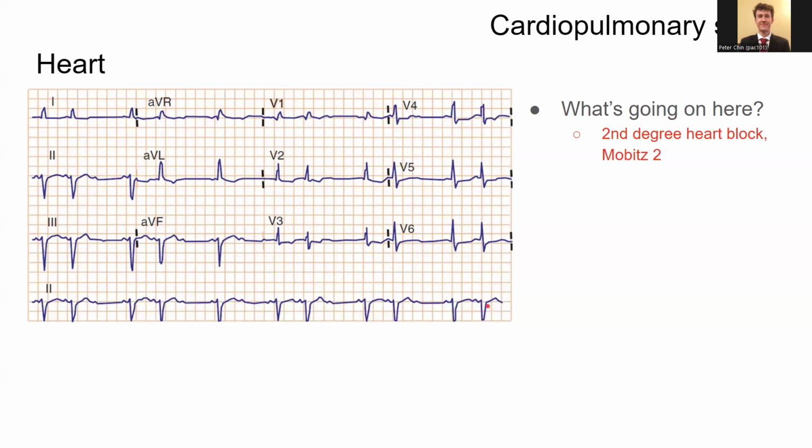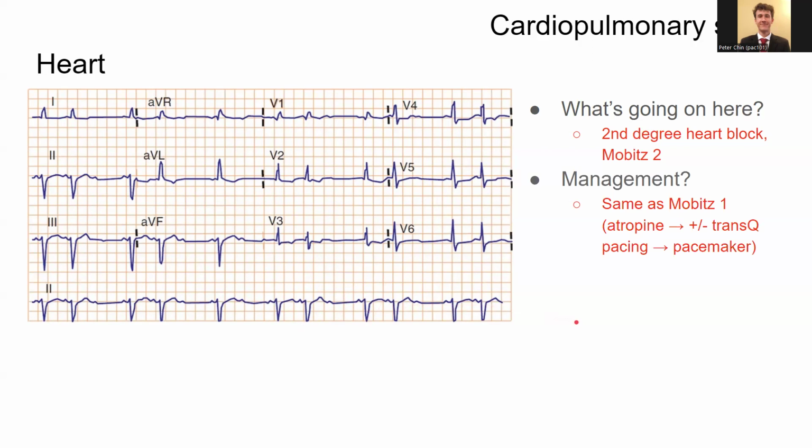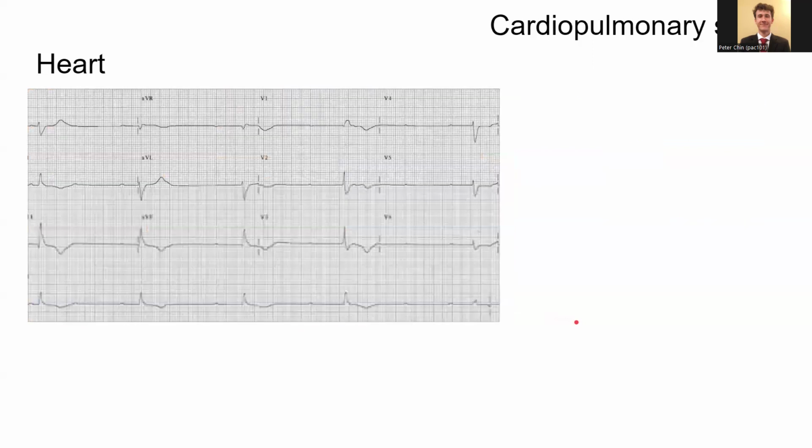So unlike in Wenckebach or Mobitz 1, where the PR interval got longer and longer and longer, and then there was a heart block, in Mobitz 2, the PR interval stays the same for P waves that conduct to a QRS complex. Just sometimes there's a P wave that doesn't conduct to a QRS complex. And you can see that on the rhythm strip here. This one's fine, and this one's fine, and then this one just for whatever reason doesn't conduct. And then it conducts again, and then it conducts, and then it doesn't conduct. The management of Mobitz 2 is the same as Mobitz 1.